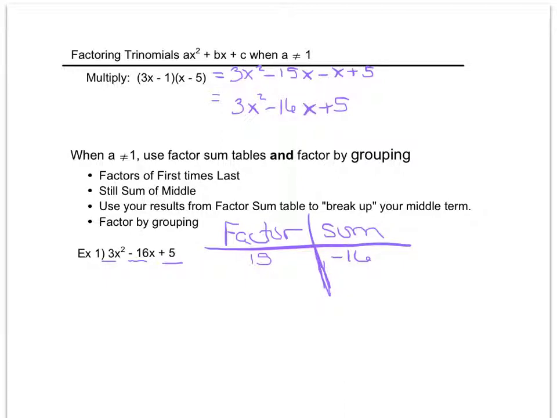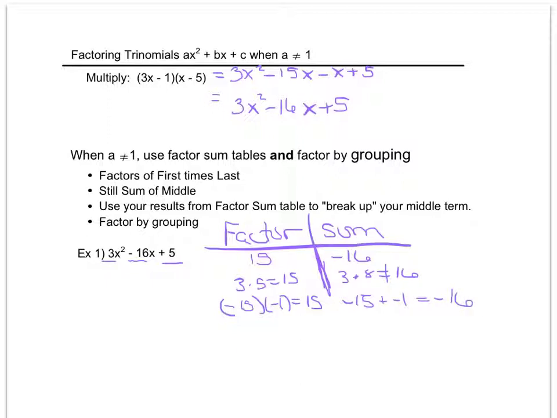So maybe I first try 3 times 5. However, 3 plus 5 does not equal 16. I also realize that two positives are never going to add to be a negative. But two negatives would multiply to be a positive. So maybe I try negative 15 times negative 1. That equals positive 15, and negative 15 plus negative 1 does equal negative 16.